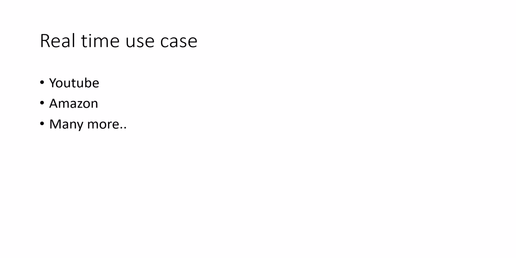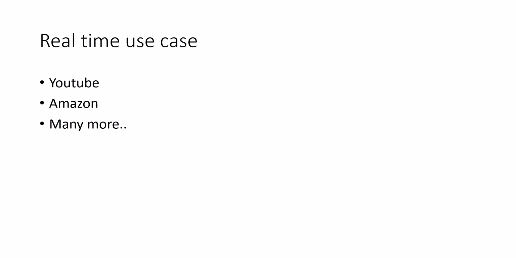And then moving on to the real-time use cases. So whatever website or whatever mobile app you are using on a regular basis, it would use API in the background to fetch the data and show it on the screen. Examples are YouTube, Amazon, and many more. As I said, almost everything uses API to have interactions or get the data.